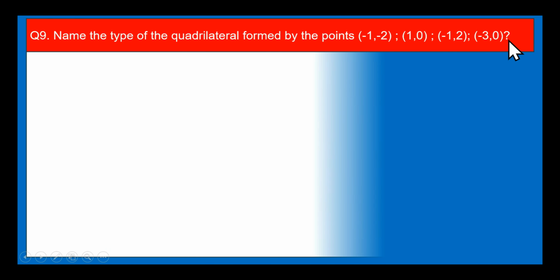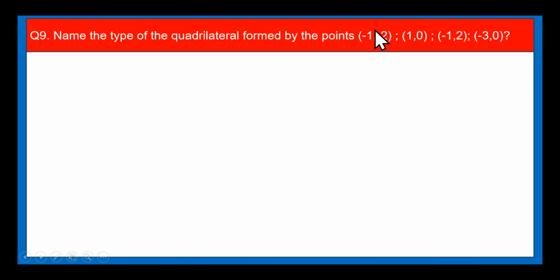Now let us verify what type of quadrilateral this is. Let us observe the solution now. We are given 4 points. Let us name them as A, B, C, and D.